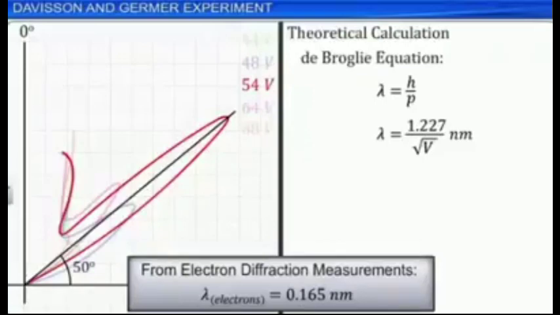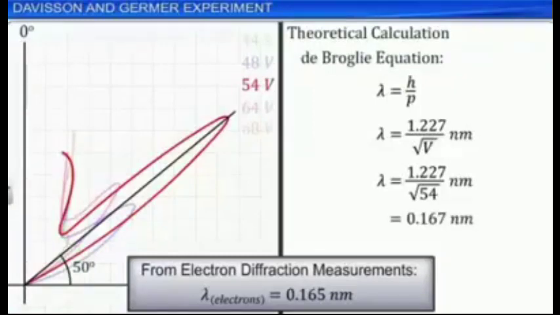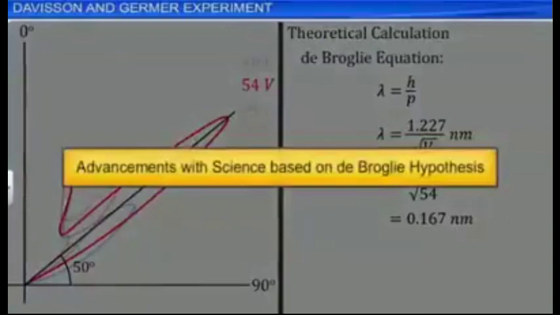In this experiment for diffraction of electrons, the peak value of intensity was observed at 54 volt. On substituting this value in the equation and simplifying, we get the associated wavelength equal to 0.167 nanometer. This theoretical value is in agreement with the experimentally obtained value of de Broglie's wavelength for electrons. The Davisson-Germer experiment thus confirms the wave nature of electrons and the validity of the de Broglie relation. The de Broglie hypothesis has been the cornerstone of many advancements and applications in recent times.